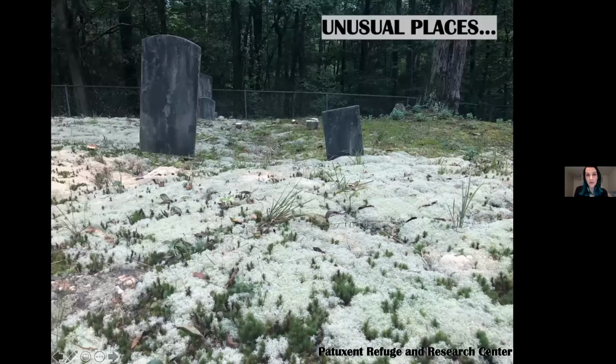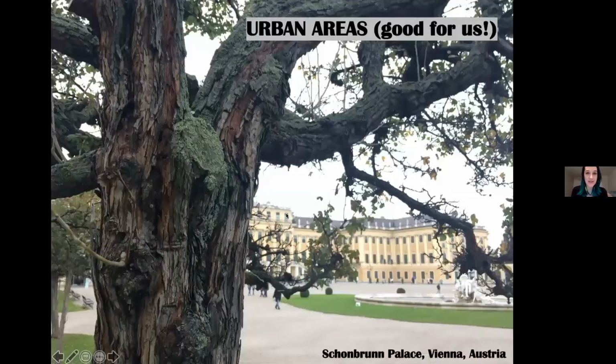And they also can grow in very unusual places, such as this cemetery. You've probably seen a lot of lapids with lichens growing on them. But sometimes you can also see certain lichens, broadly known as reindeer lichens. They can also form these very long carpets. I think it's just simply gorgeous. But good for us, lichens can also live in urban environments, so you really don't need to go that far to study lichens.